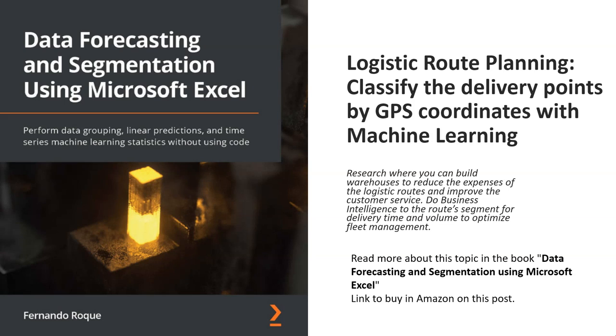Logistic route planning: classify the delivery points by GPS coordinates with machine learning. Research where you can build a warehouse to reduce the expenses of the logistic routes and improve customer service. Do business intelligence on the route segments for delivery time and volume to optimize the fleet management.